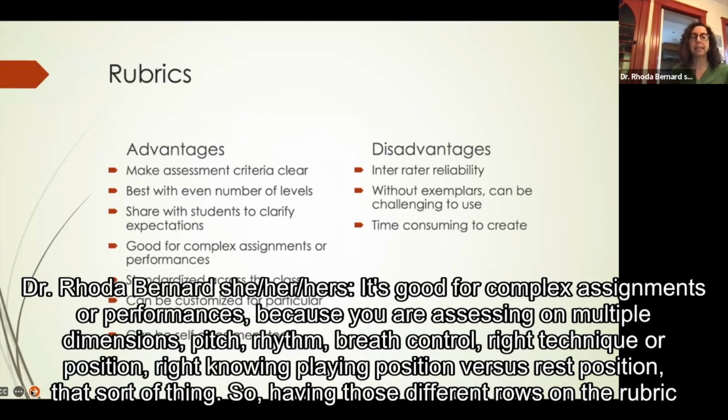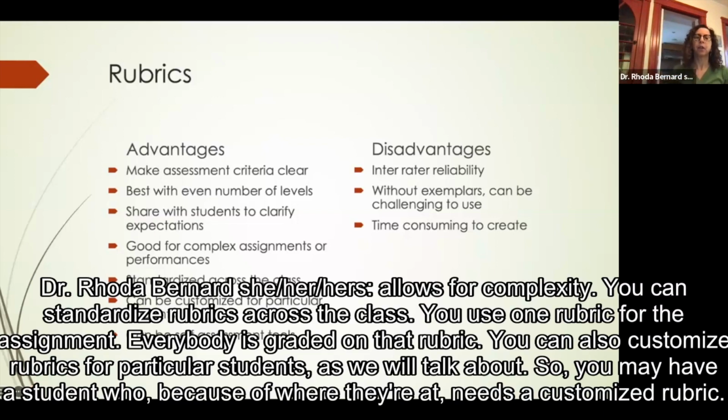It's good for complex assignments or performances because you are assessing on multiple dimensions: pitch, rhythm, breath control, right? Technique or position, right? Knowing playing position versus rest position, that sort of thing. So having those different rows on the rubric allows for complexity. You can standardize rubrics across the class. You use one rubric for the assignment, everybody's graded on that rubric. You can also customize rubrics for particular students, as we will talk about. So you may have a student who, because of where they're at, needs a customized rubric.